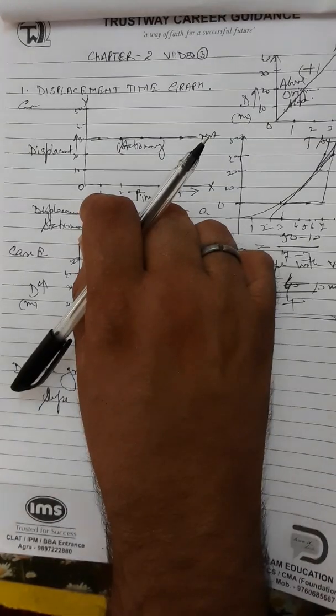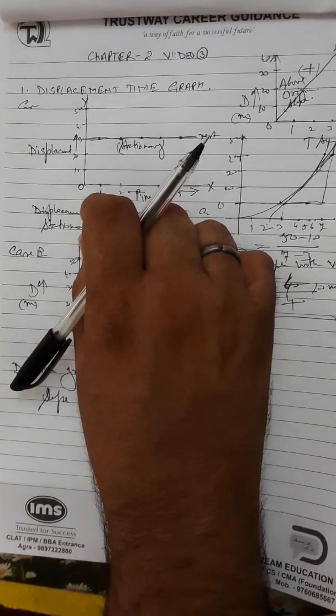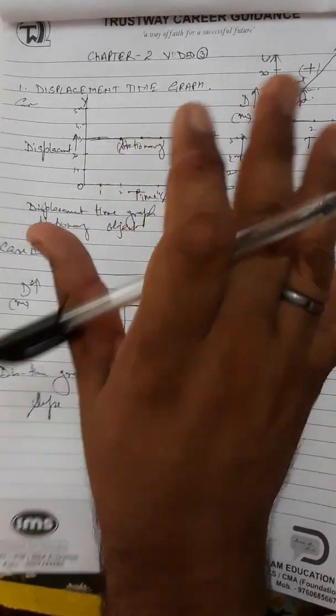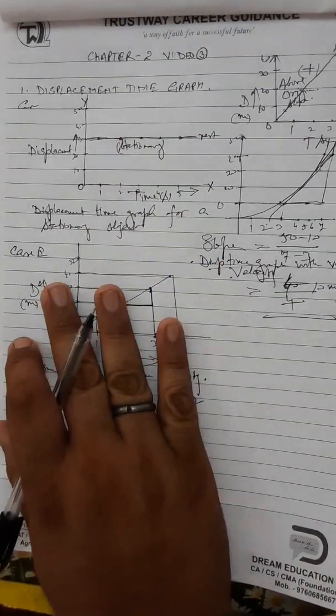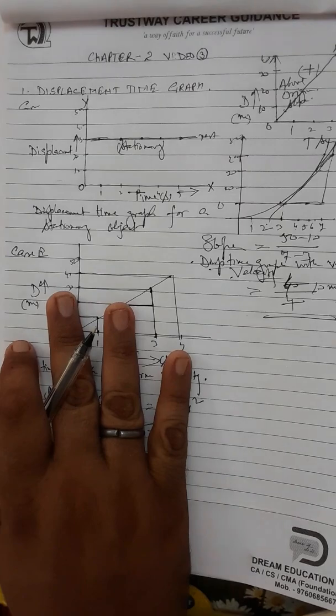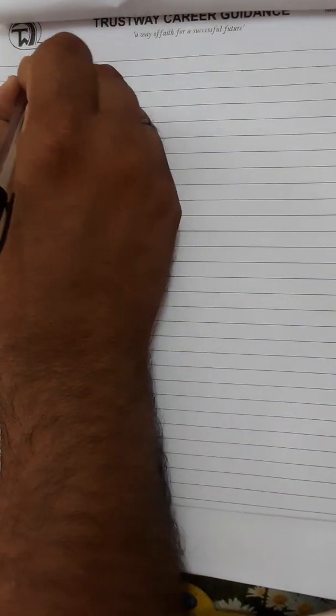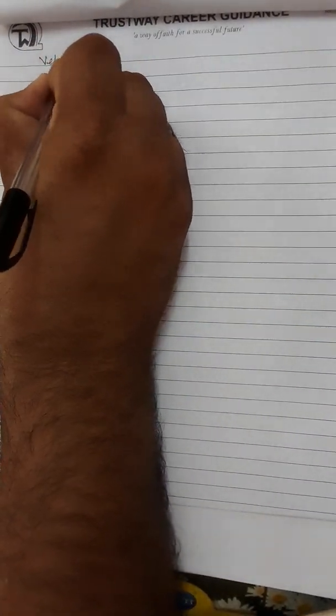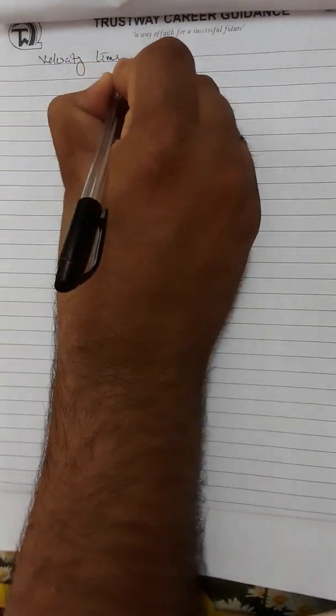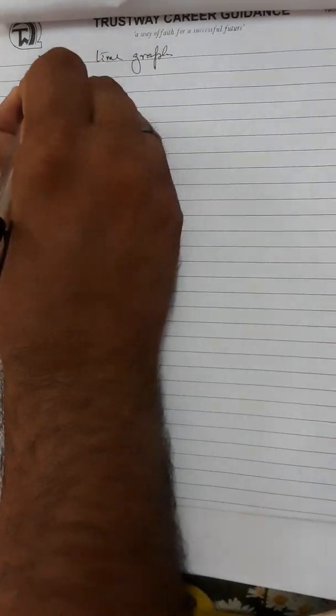Knowing the velocity of an object at different distances from the displacement time graph, the velocity time graph can be drawn. Now, first is the velocity time graph. Here we have discussed only the displacement time graph, which is the first part. In the second part, the velocity time graph. Just see on the next page.